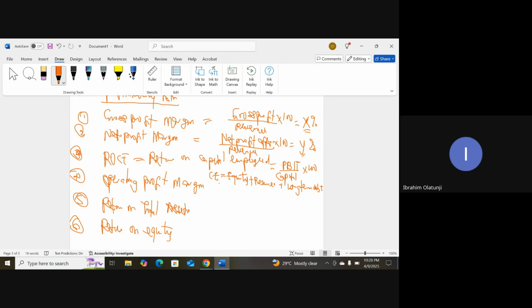So your capital employed will now be equity plus reserves plus long-term debt. If the examiner didn't tell you what they need for the computation of capital employed, then you can use this one to compute your own. Then you just take your profit before interest and tax all over equity plus reserves plus long-term debt, then multiply by 100. So you get your ROCE, which is return on capital employed.